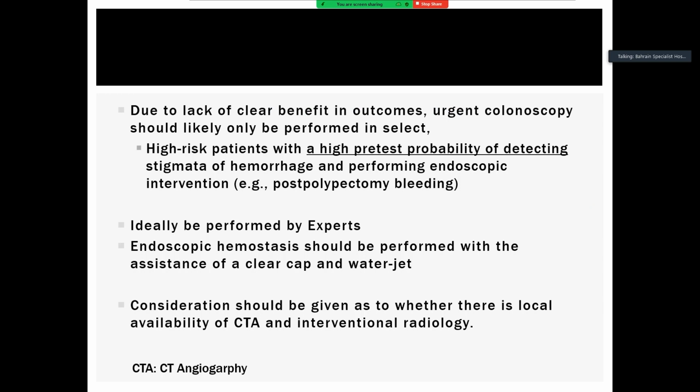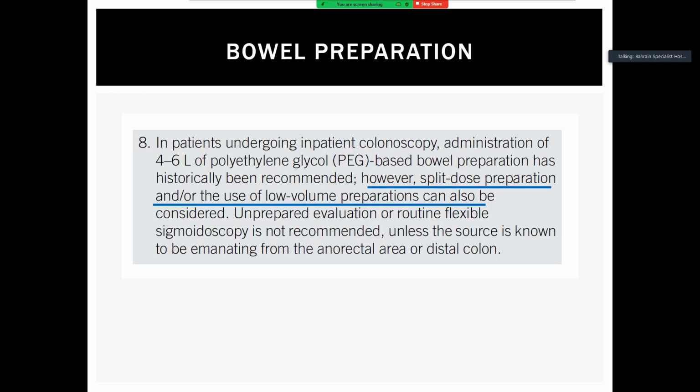But they say urgent colonoscopy can be performed when there is a very high probability that we will find the cause of the bleed. For example, if we have done a polypectomy and within 1 or 2 days the patient presents, we know a polypectomy bleed may be happening, so we can go urgently. But it has to be performed by an expert. A clear cap and water jet should be used. However, they still recommend considering CT angiography if the facility is available and there is a very significant bleed going on.